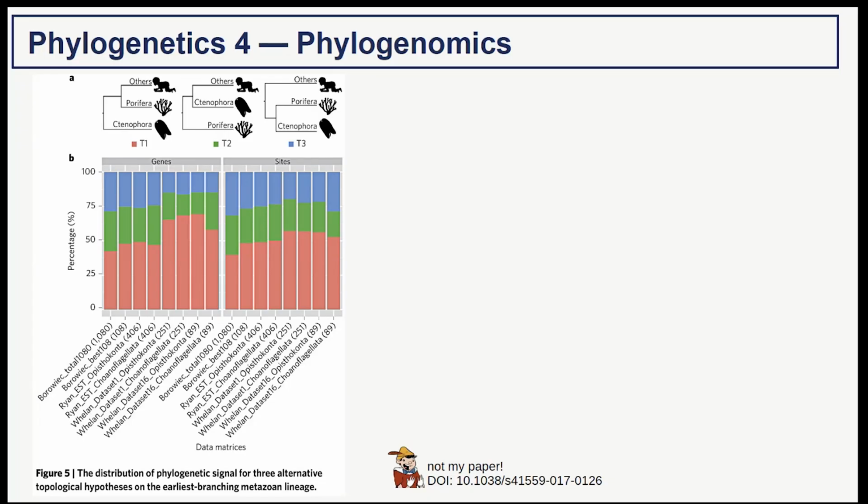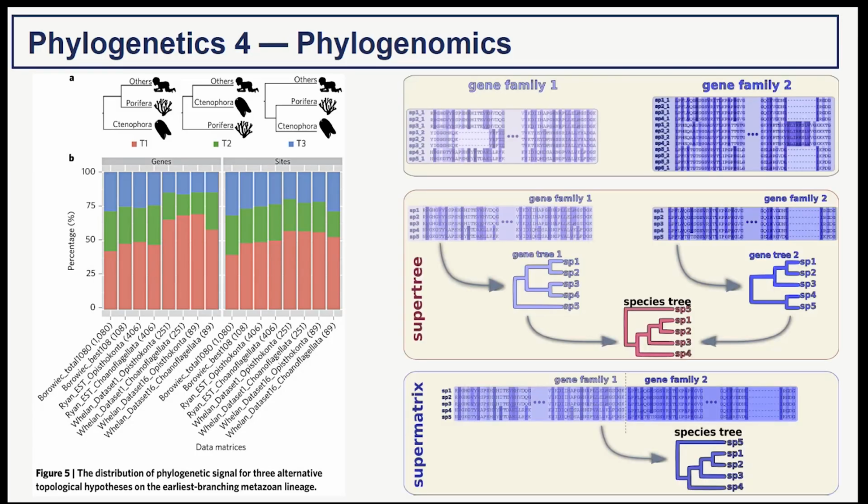Phylogenomics is when you recognize that there's variability within the genome. If you ask what's the story each gene is telling you, they are going to tell you different stories. Very briefly, the two main ways that people came up with to solve this issue are supermatrix and supertree methods. I worked a lot with supertree methods. Supermatrix is not my favorite, but both of them are quite well used.